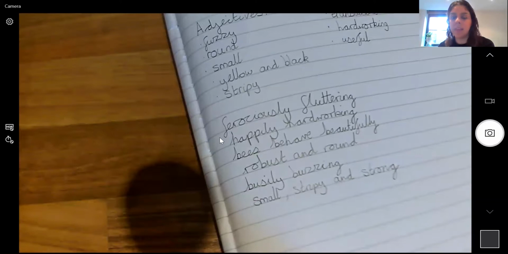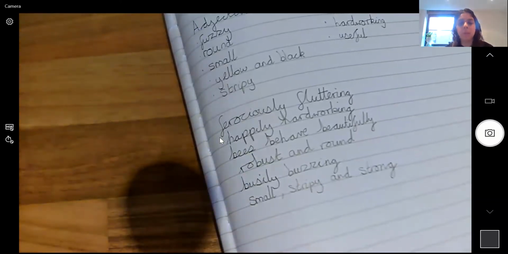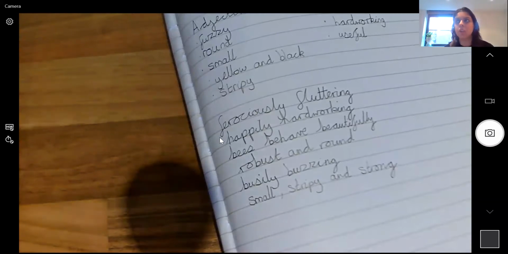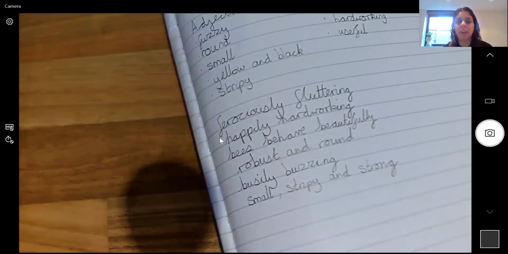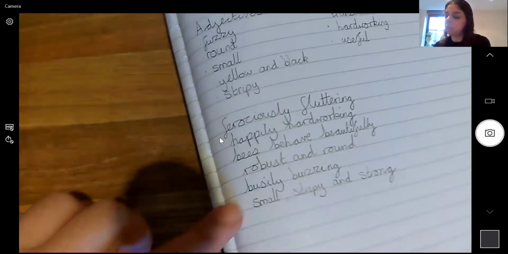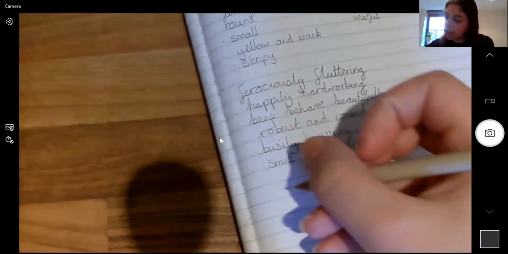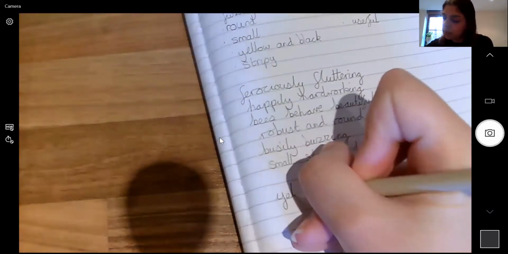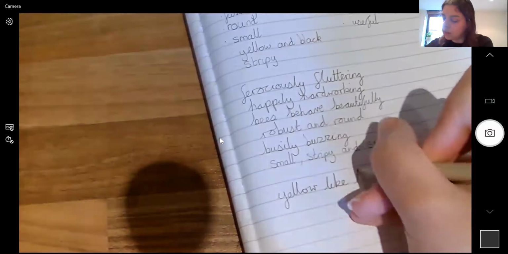And the next thing is the similes. So this is when we're going to use like or as, and we compare something to something else. So for example, we've had things like as tall as a tree, as quiet as a mouse. We're not saying that they are those things, but we're saying they are like or as something. So I'm going to now think of that for my bumblebees. So my similes, I'm going to say that they are yellow like the sun.